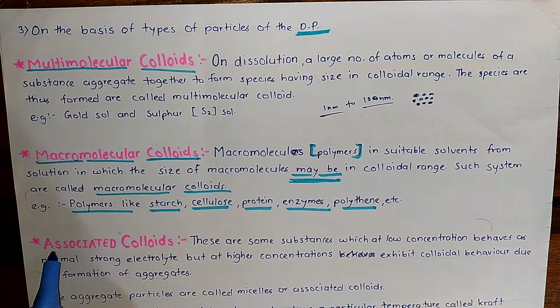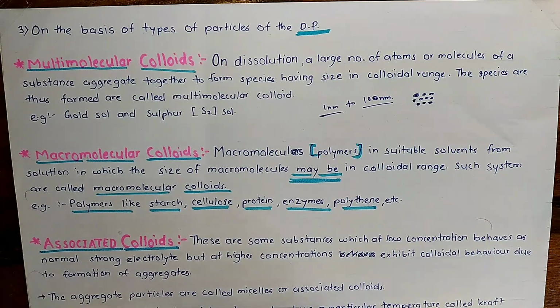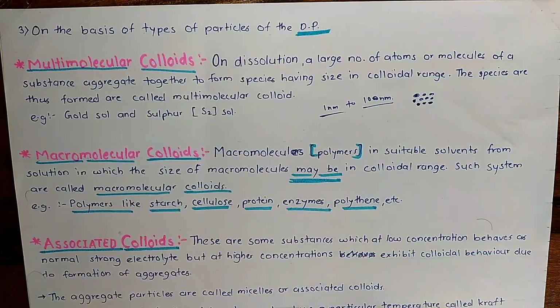And the third is associated colloids. These are substances which at low concentrations behave as a normal strong electrolyte, but at higher concentrations exhibit colloidal behavior due to formation of aggregates. On low concentrations, means if we pass current, it will pass, but on higher concentrations electric current will not pass from these solutions.